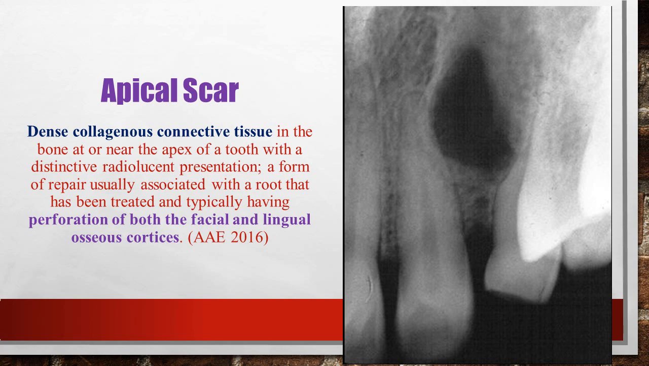So you should know what an apical scar is, because you do not want to actually perform a surgery in such cases, because it is just a scar. Unless it has perforated both the facial and the lingual cortices and you can actually see a bony defect in the patient's mouth, only in such cases are you supposed to perform the surgery. Otherwise, an apical scar is just to be left. It is just a scar, so it can be ignored. So you should know what a scar is, how it looks on the radiograph, and you should be able to differentiate between a lesion and a scar.